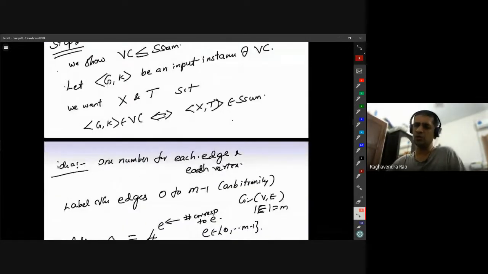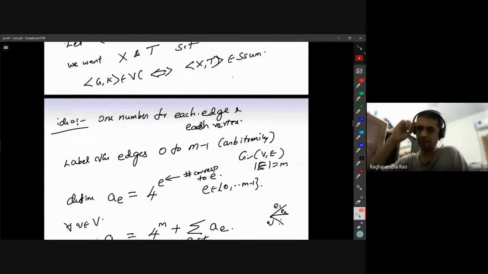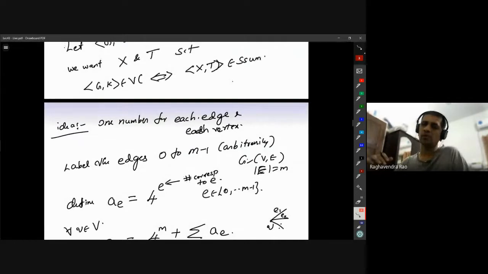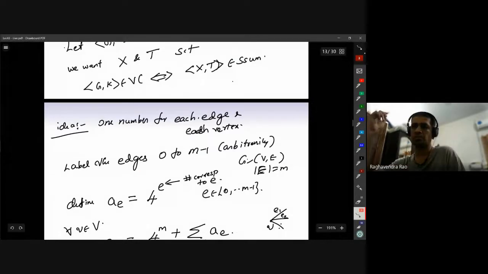Here we just use base 4 representations of numbers to encode edges as numbers. We want to generate one number for each edge and one number for each vertex. So we label the edges from 0 to m minus 1 in an arbitrary fashion: edge 0, edge 1, and so on up to edge m minus 1, assuming that there are m edges.